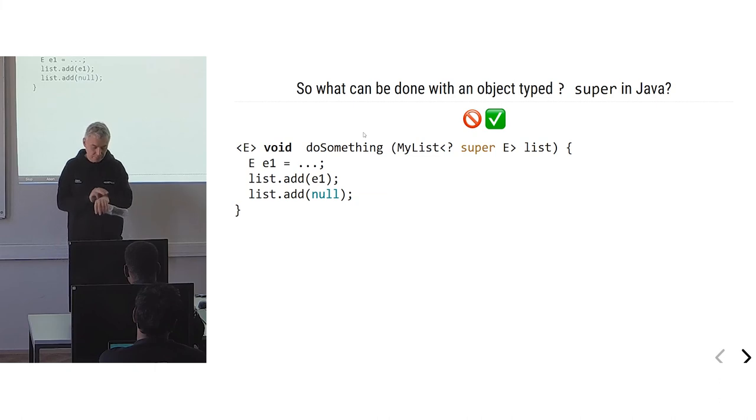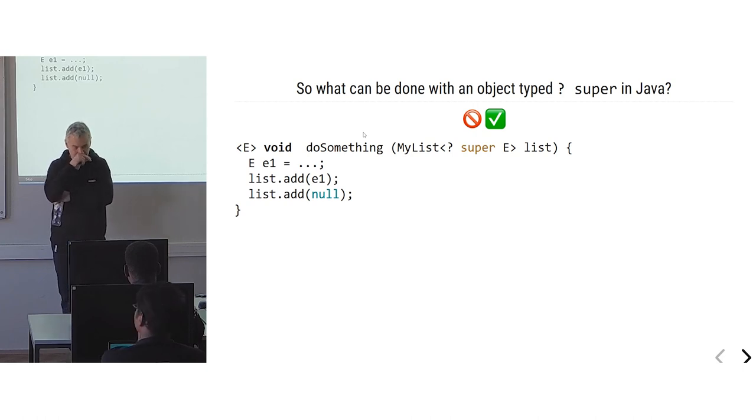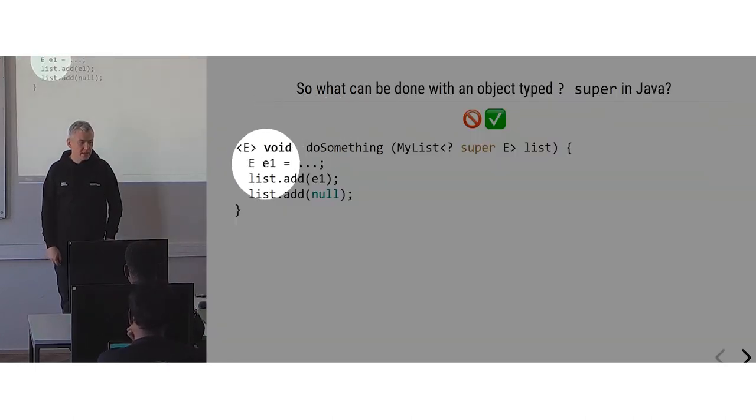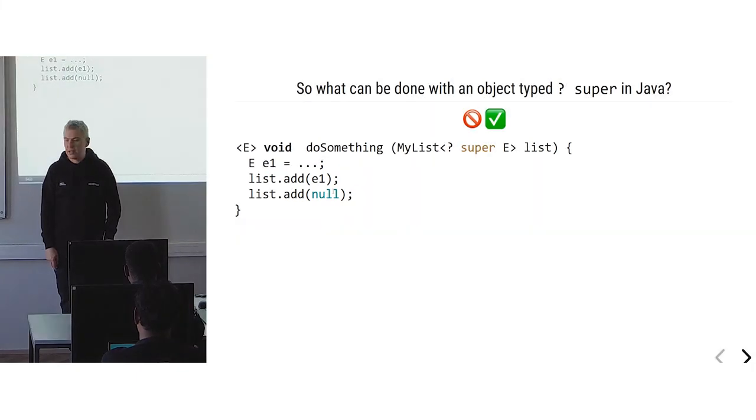Okay, quick quiz. What can be done with an object of type question mark super E in Java? We have a question mark super E list. We created this E, and we're adding this element, and we're adding null. Is it okay?